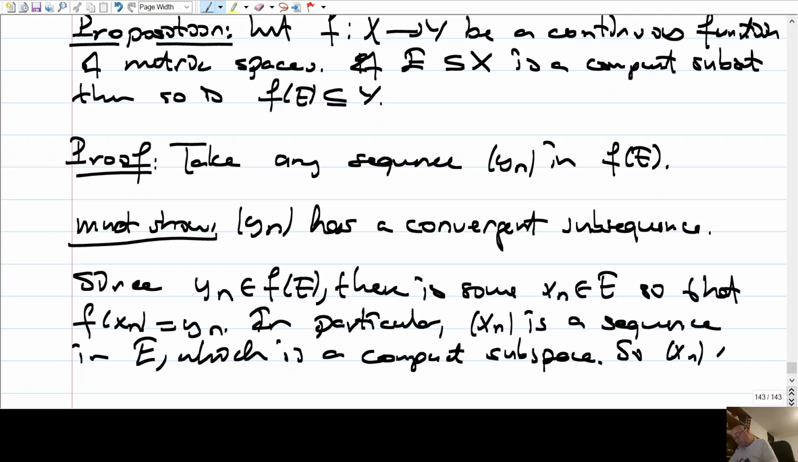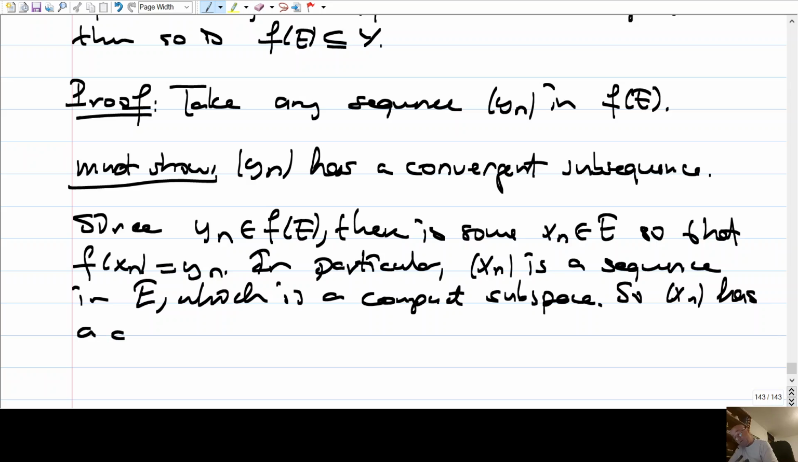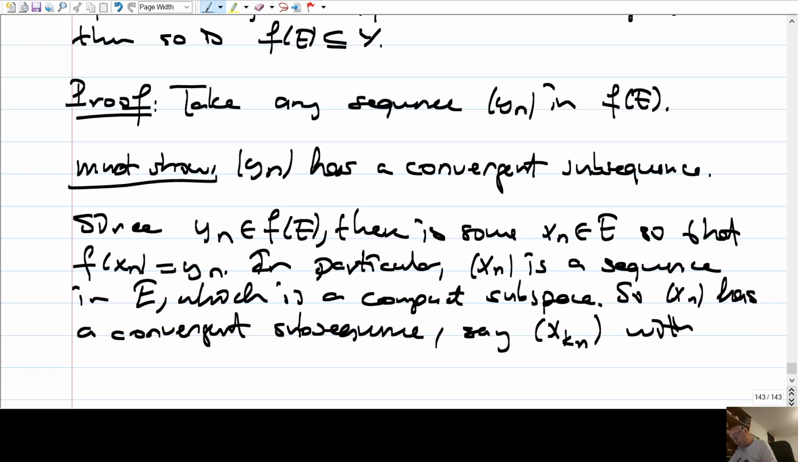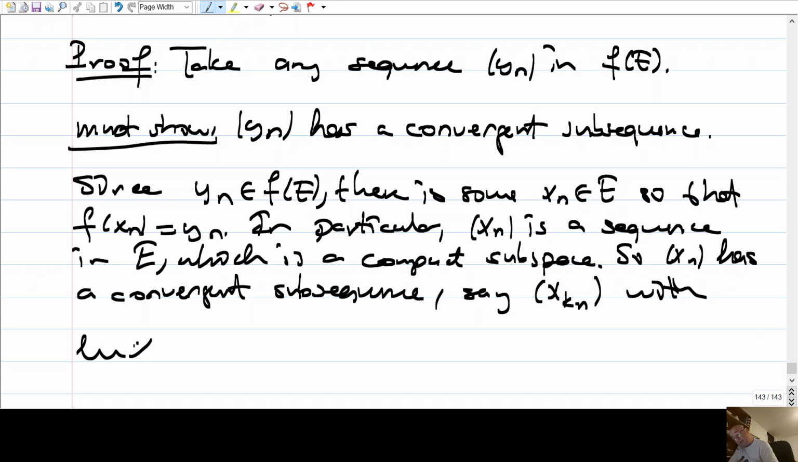So x_n has a convergent subsequence, say x_{k_n}, with limit of x_{k_n} equals x_0. So this sequence x_n has a subsequence x_{k_n}. It is convergent. Of course, both x_{k_n} and its limit point are in E. But I know that f is continuous.